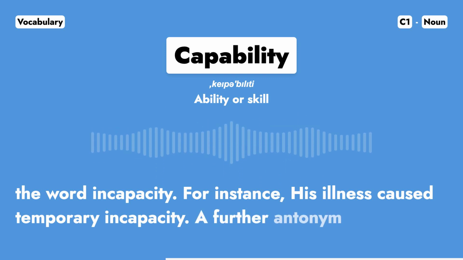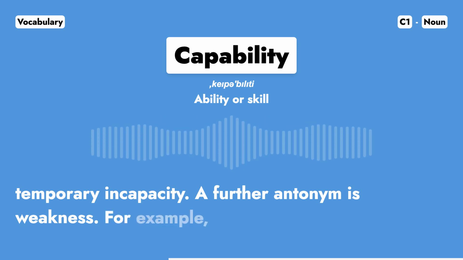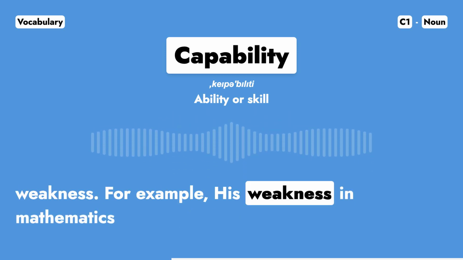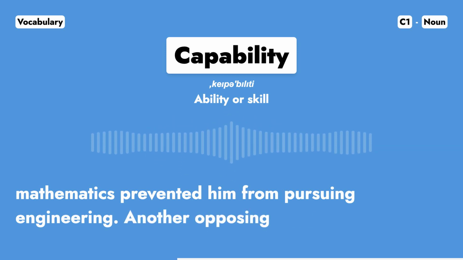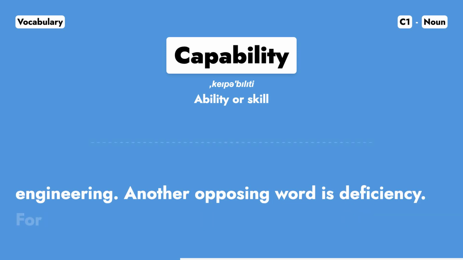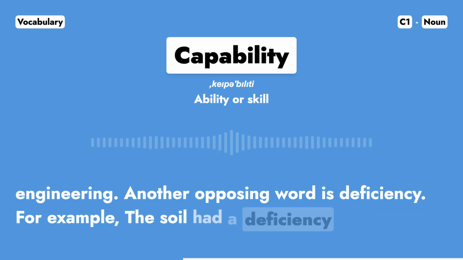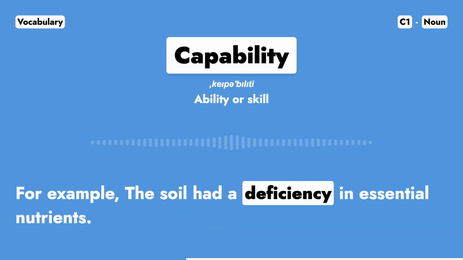A further antonym is weakness. For example, his weakness in mathematics prevented him from pursuing engineering. Another opposing word is deficiency. For example, the soil had a deficiency in essential nutrients.